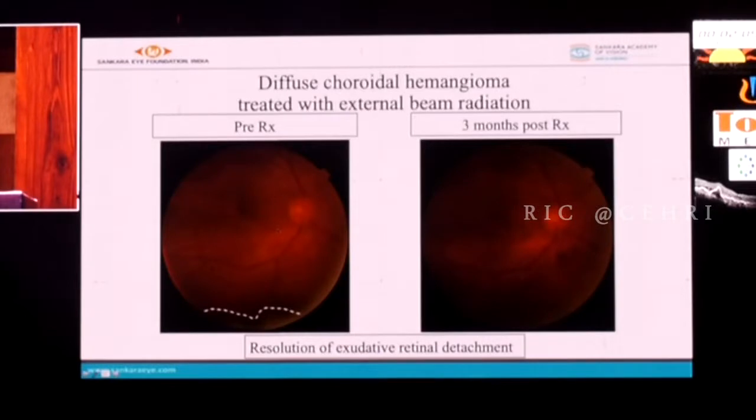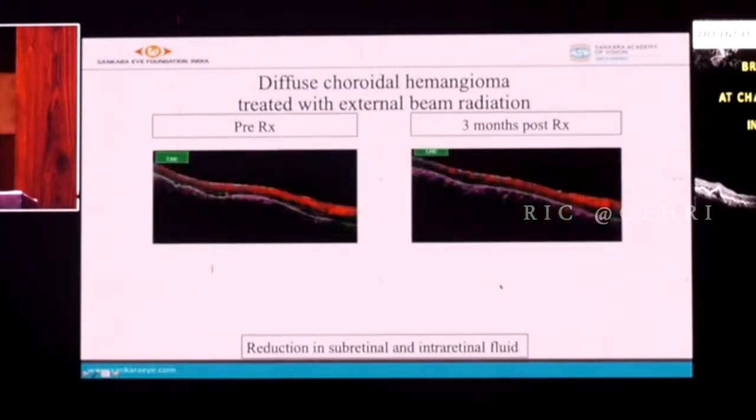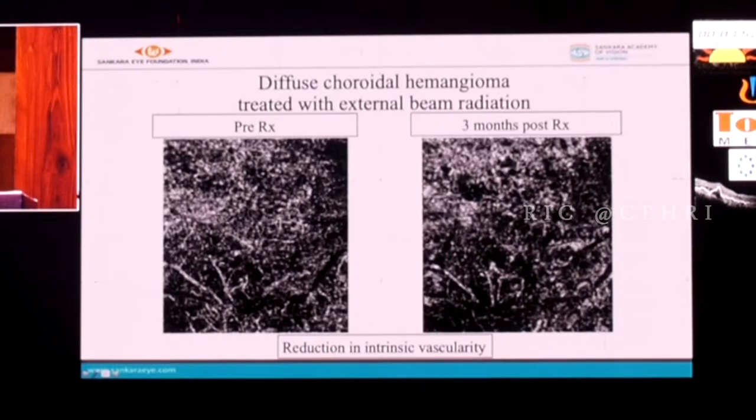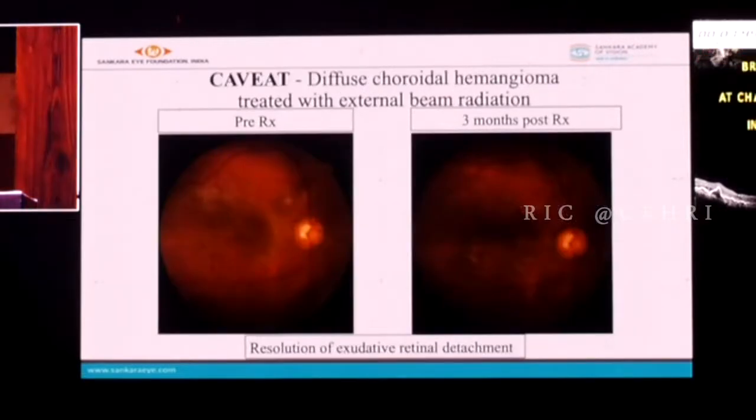Similarly, this is a patient with a choroidal hemangioma, and post external beam radiation, you can see the exudative detachment is decreased. And of course, on OCT also the subretinal fluid which you see here resolves. And the OCTA also shows much of these blacker areas, indicating that the vasculature within the tumor is decreasing, again indicating that this patient is likely to do well. So it helps us prognosticate if the treatment is working or not.